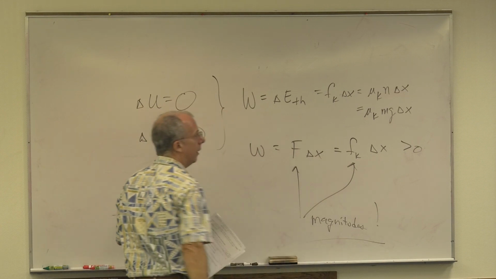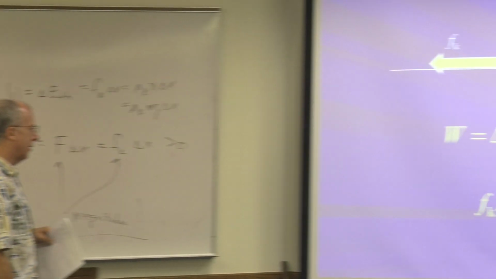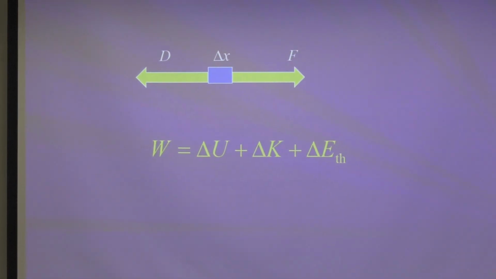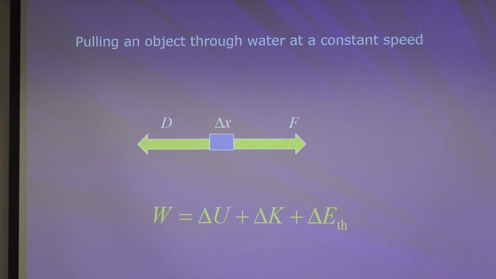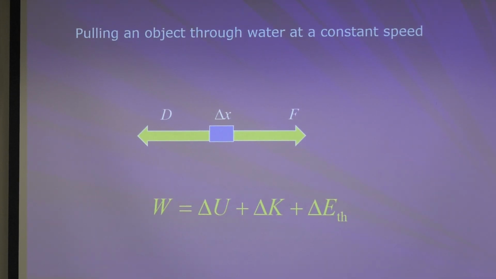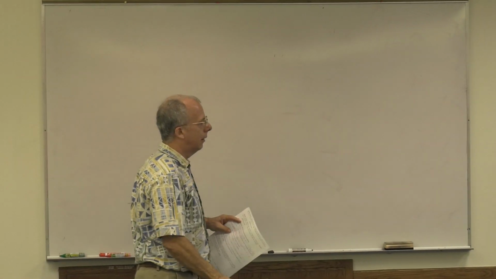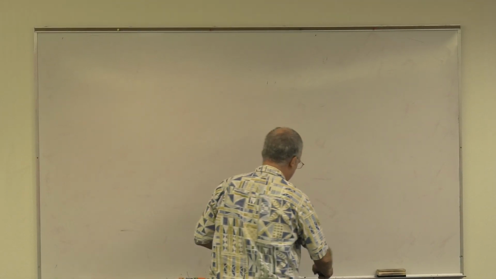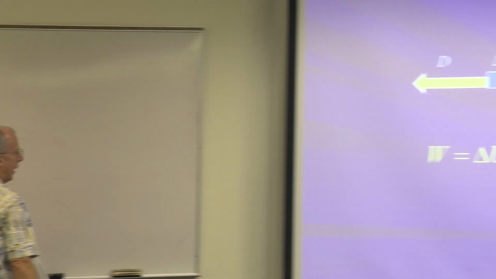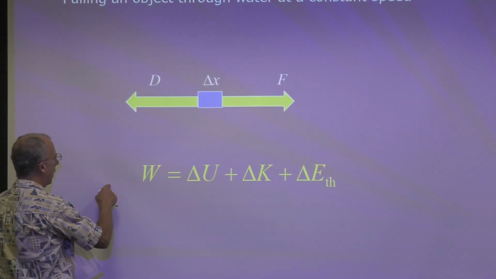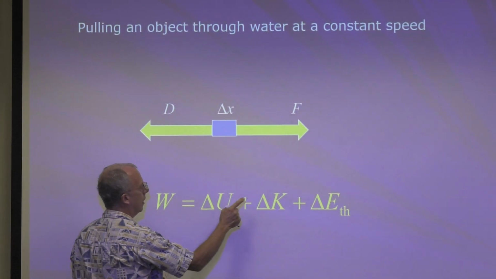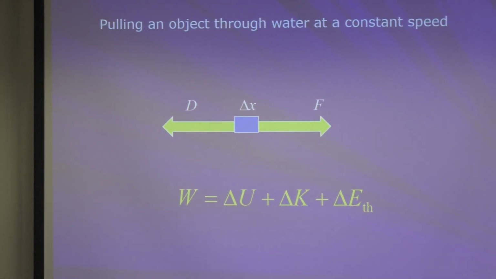Okay, let's do a different one. Let's do pulling an object through water at constant speed. So again, what's delta E therm? Okay, so again, this is the equation for delta E. So delta E equals work equals delta U plus delta K plus delta E therm.